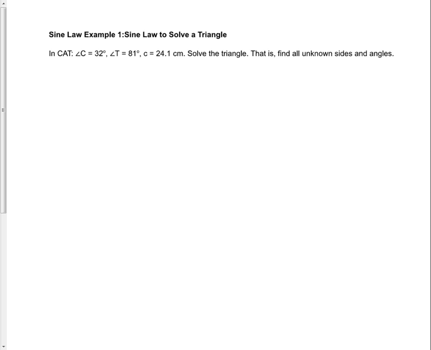So let's just quickly draw a triangle. And again, it doesn't have to be accurate, it's not going to be to scale, and that's perfectly fine. If it's not to scale, then that is okay. So let's label this particular triangle. We'll call it triangle CAT.